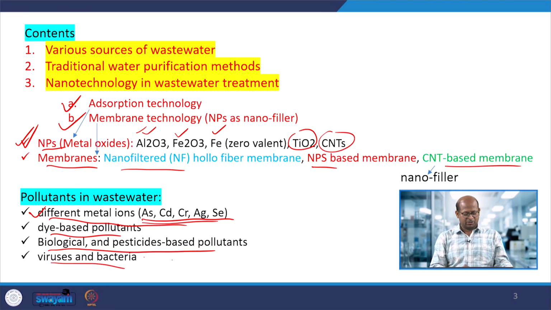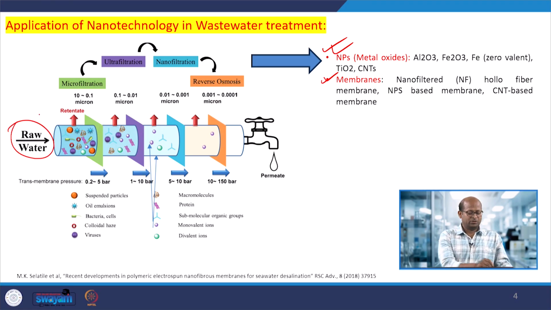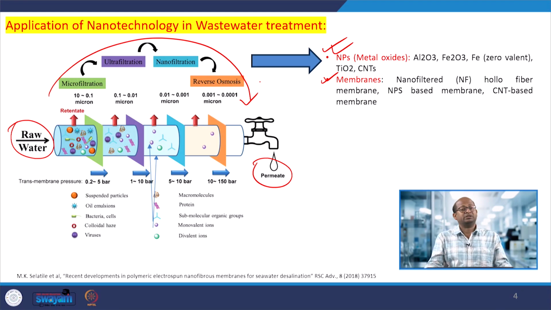Also biological or pesticide-based pollutants, so virus and bacteria, may also be present in wastewater, so we can separate them out. So the application of nanotechnology, with different metal oxide nanomaterials and membrane-based methods, are the two ways we can treat the wastewater. Here is the conventional process, where raw water becomes pure water through various processes: microfiltration, ultrafiltration, nanofiltration, reverse osmosis.